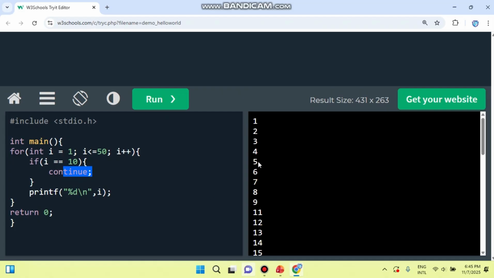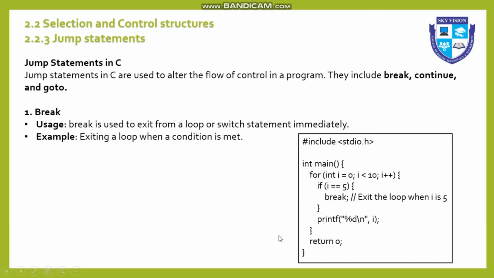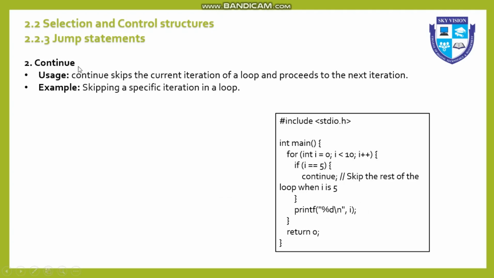Check it: 1 2 3 4 5 6 7 8, and where we have the number 10, that is skipped, and after that everything is printed. So that is what we call a continue. So we have two types of statements present. One is your break and another one is your continue.